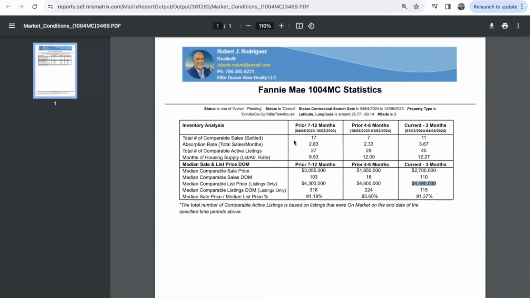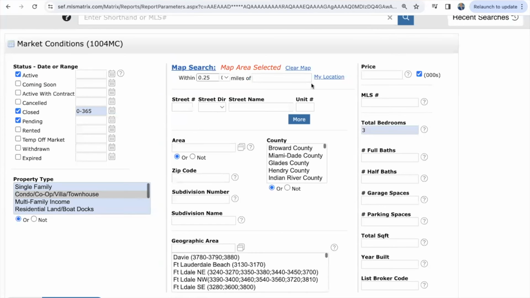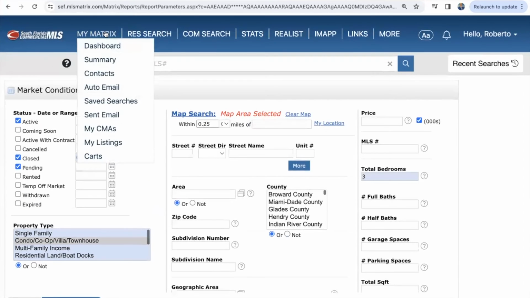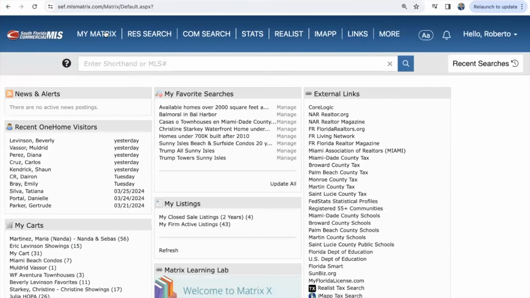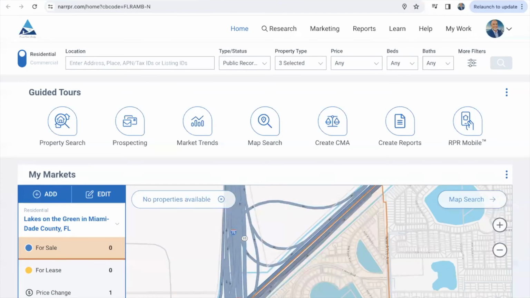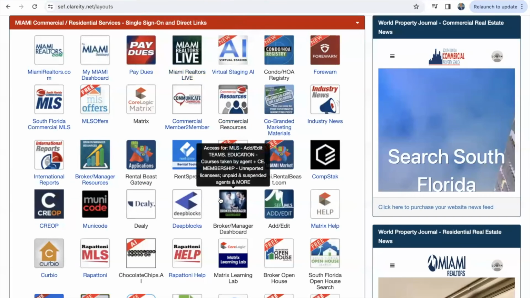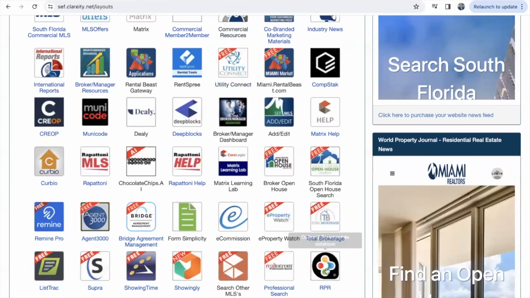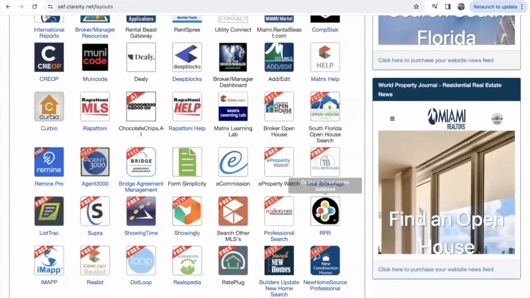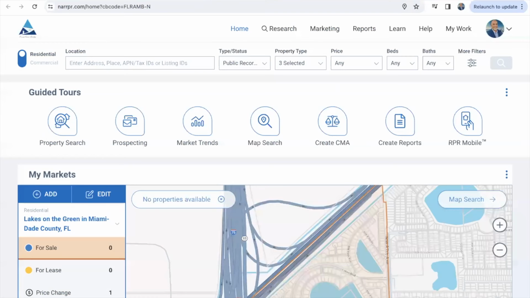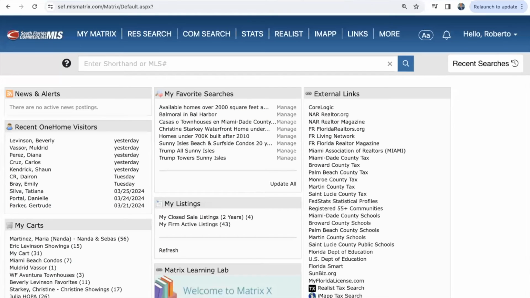So learn how to run this report, guys, because this report is part of every appraisal report that you will see. Appraisers love to run this report. All right, I'm going to do one more example on RPR, guys. RPR is this program you see here. You can find it inside of your gateway right here. You're going to open it, or you can get to it from any listing on the MLS.